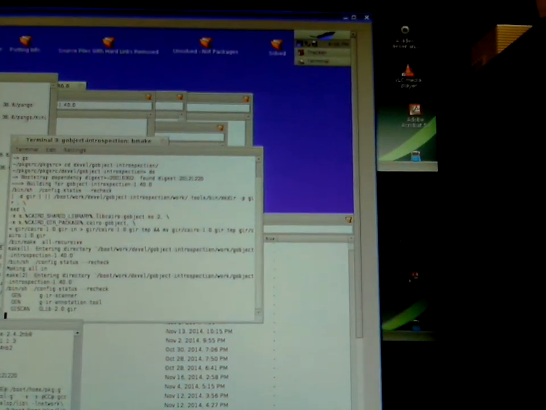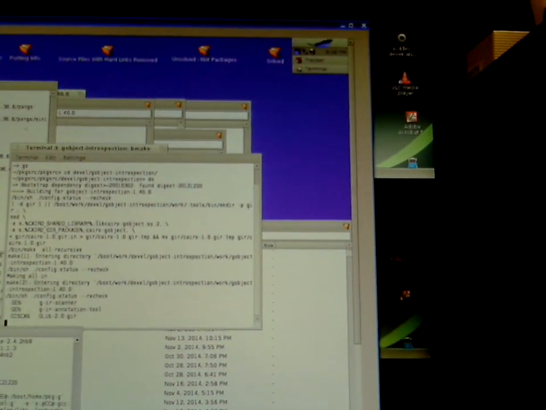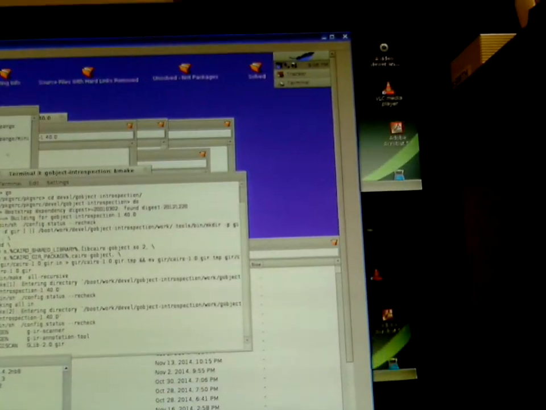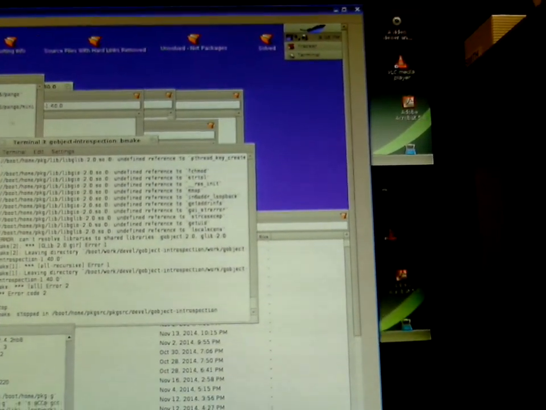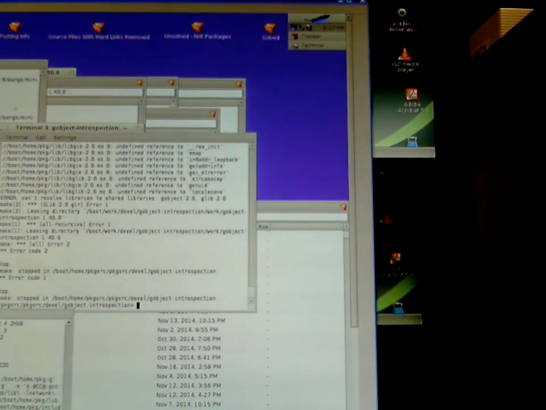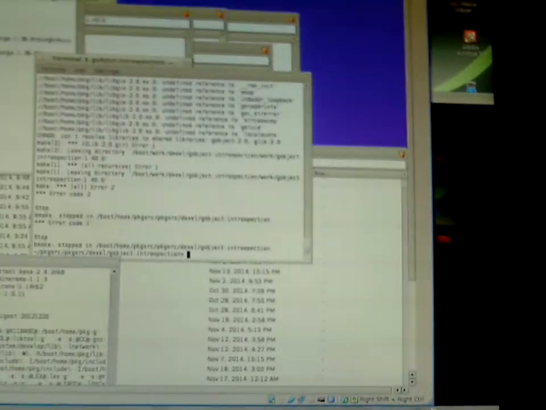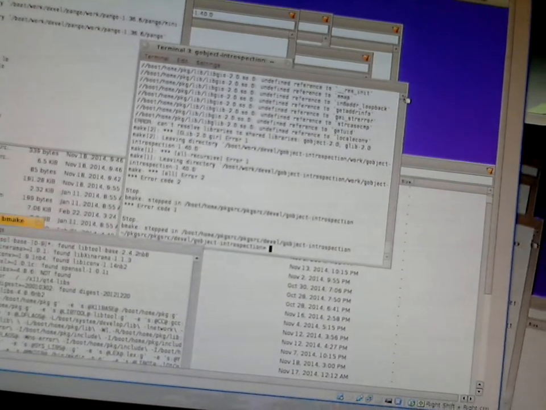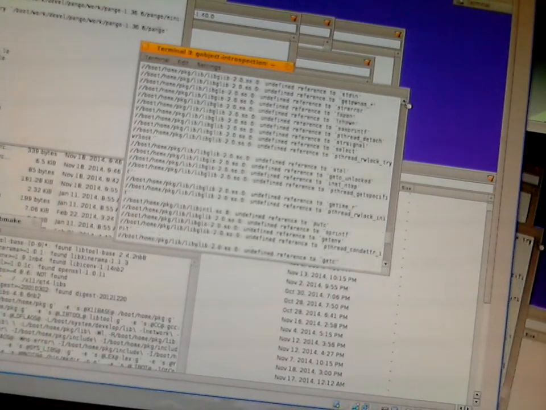Go object introspection. I don't remember if it had stopped, or was it GLib? Or what the hell I was doing? Was it GLib I was working on? Okay, so we got some undefined references once again. getuid, there's the same old stuff. Christ.